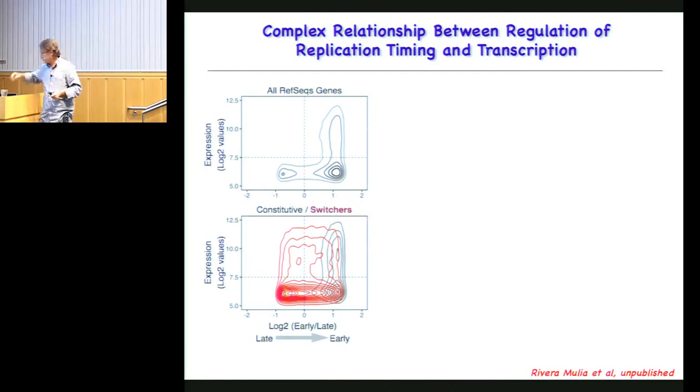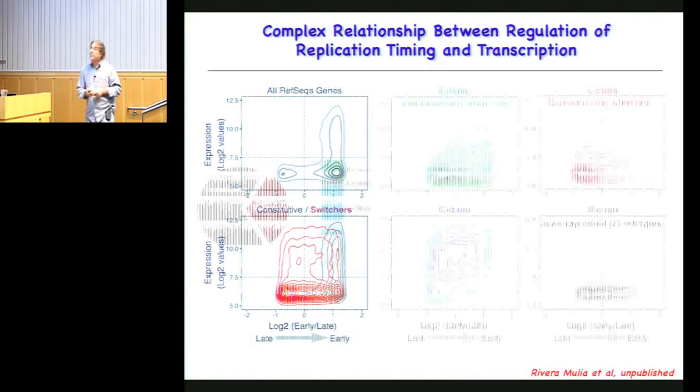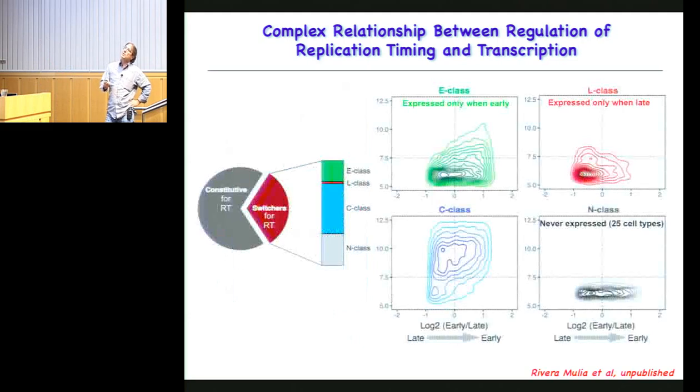This now really challenges decades of literature. So we broke this up. So here's a pie chart of all genes. You can see that most are constitutive. There's still a good chunk of genes that are switching replication timing.